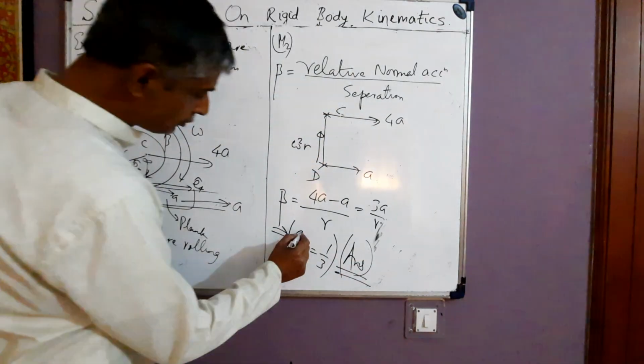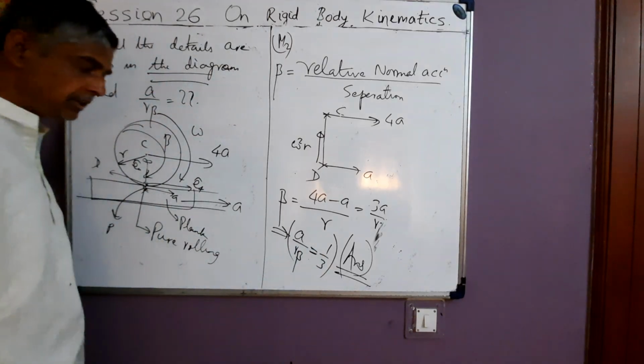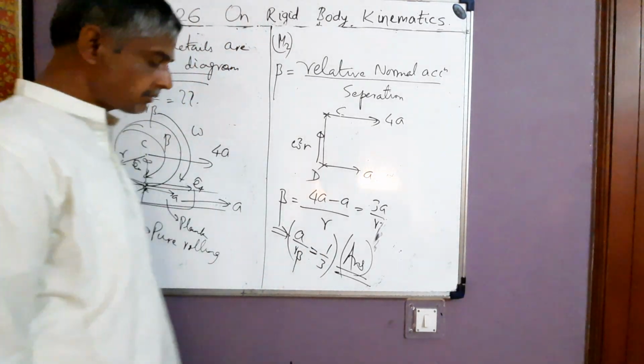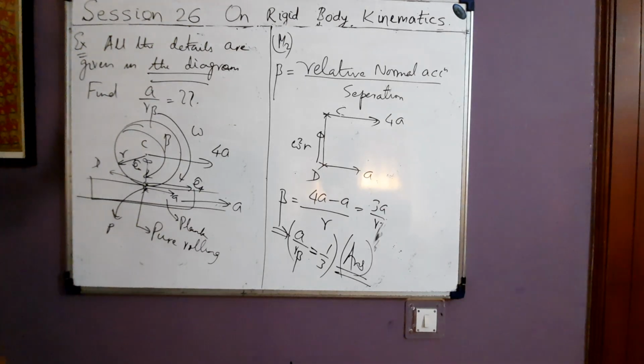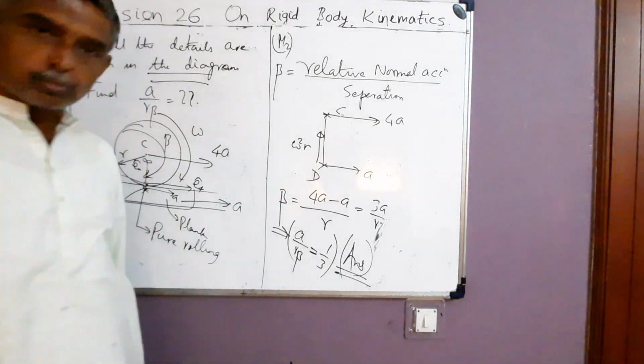So A by R beta is equal to 1 by 3. That is therefore the required answer. This is the value of the ratio A by R beta, and by both the methods, the same answer has been obtained.